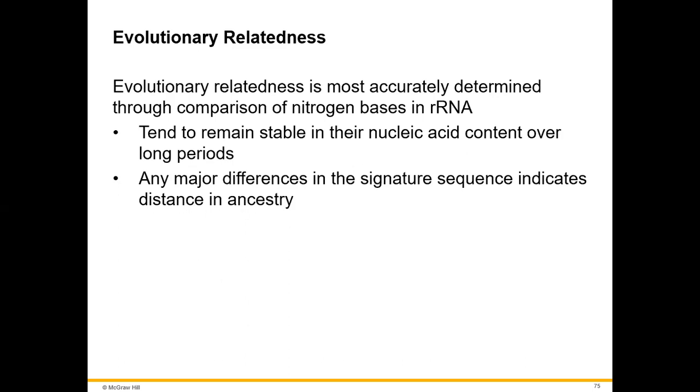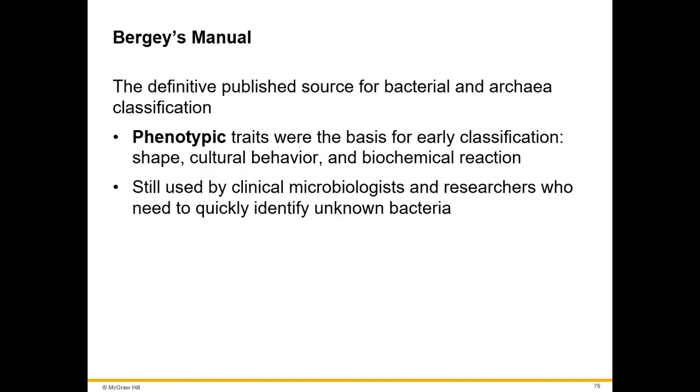Evolutionary relatedness is most accurately determined by sequencing the ribosomal RNA of bacteria. It tends to remain stable in the nucleic acid content over long periods. Any major differences in signature sequence indicate a distance in ancestry. The Bergey's Manual is the definitive published source for bacteria and archaea classification.